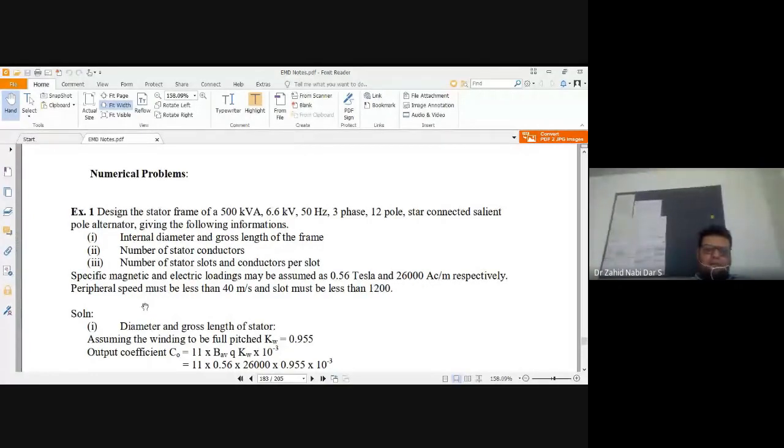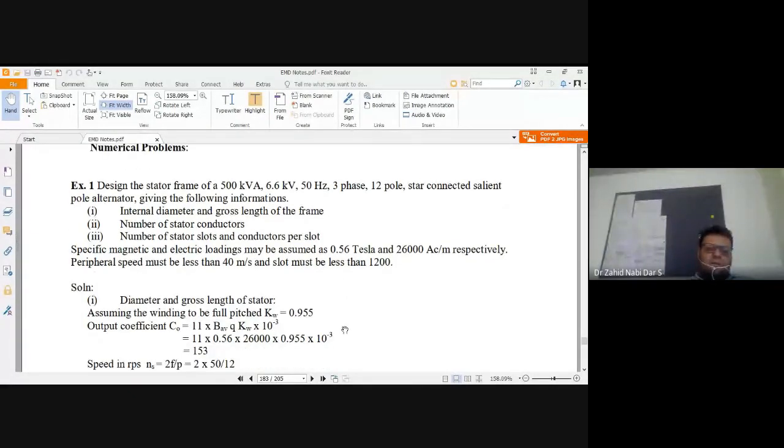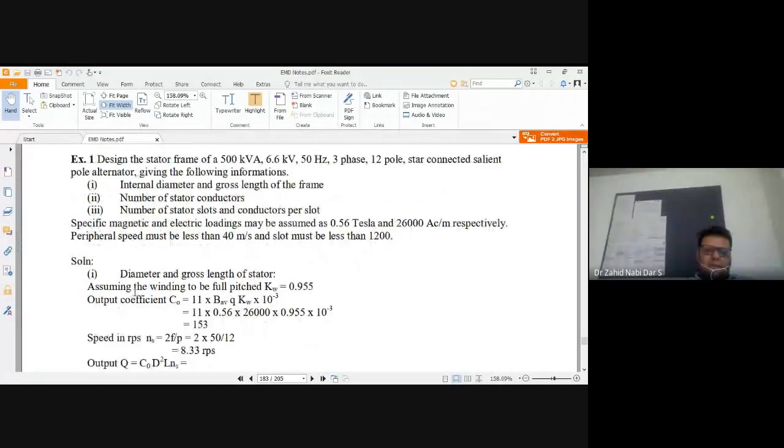Respectively, peripheral speed must be less than 40 meter per second, so pi D N must be less than 40 meter per second, and slots must be less than 1200. So slot already is given. So let's go for the diameter and gross length of the frame. See, initially we will do what? Kw, if it is not given, we will assume 0.955. In most of the problems, it will not be given. So you have to assume this value.